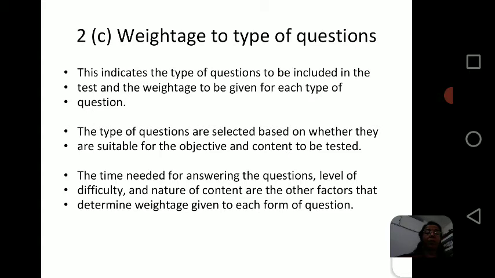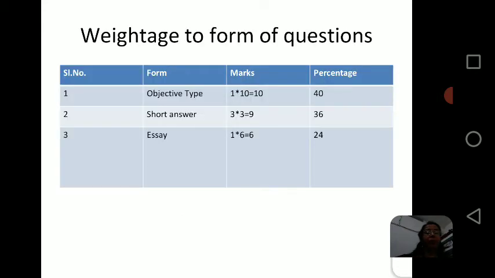We can include short answer type questions, essay type questions, objective type questions in your test with respect to these aspects. One is the suitability of the objectives to be assessed, the time needed for answering it, then the nature of the content. These are some of the factors to be considered while framing the type of questions. Then see this table. I have included 3 types of questions.